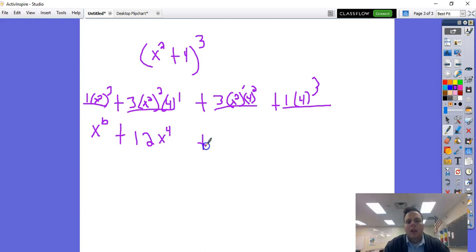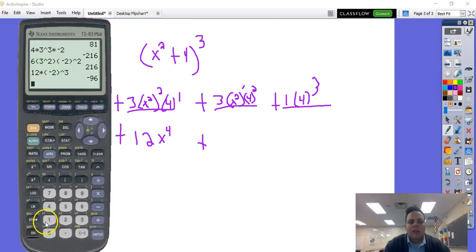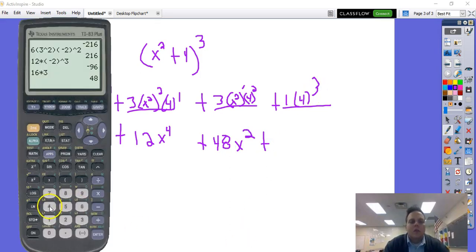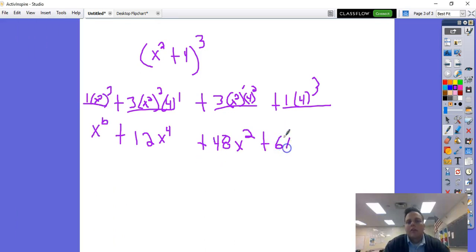Alright. Plus, 4 squared is 16. 16 times 3 is something. It's early, so I don't have this memorized. 48, so plus 48. x squared to the first is just x squared. And then plus 1 times 4 cubed. 4 cubed is 64. That's why I thought 64 earlier. Alright, 64. And then times the 1 didn't change it. We are done. There's nothing left to put together. These are all different terms, so I can't simplify any further than that.